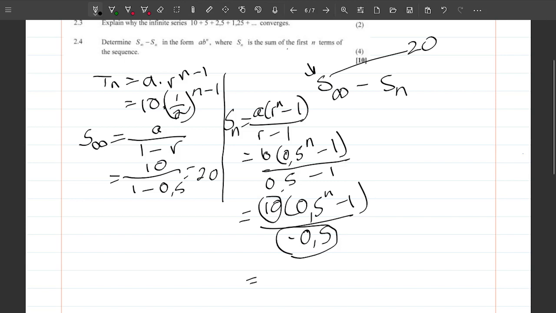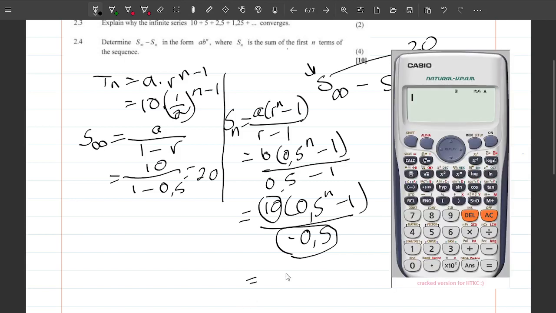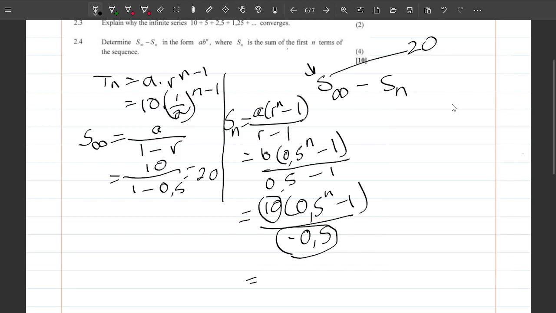So I'm going to grab the calculator and see what is 10 divided by a negative half. 10 divided by a negative half should be negative 5, I think. Okay, let's see. So 10 divided by negative 0.5. Too bad, that's negative 20. So what I'm going to get is negative 20 multiplied by 0.5 to the n minus 1, and close that off. So this is it.